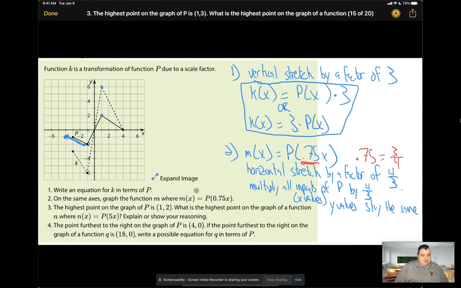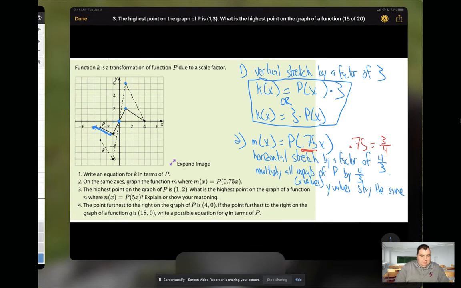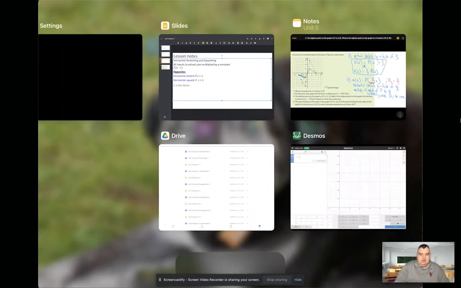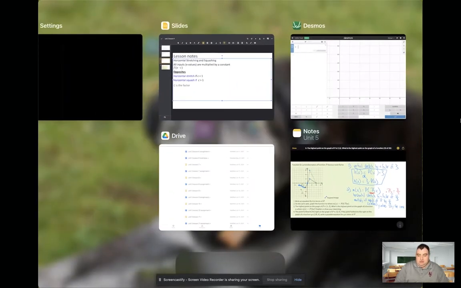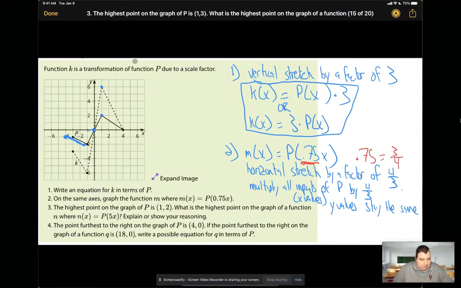Okay, this one's going to stay the same. The 0 point is going to stay the same because 4/3 times 0 is 0. Okay, this high point here is at X equals 1. So now I'm going to multiply 1 times 4/3. So 1 times 4/3 is 4/3, or 1.3 repeating. So this one is going to be at 1.3 repeating, which is like right here.